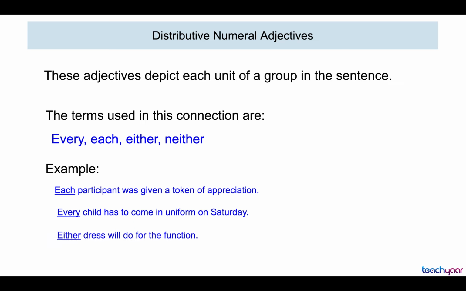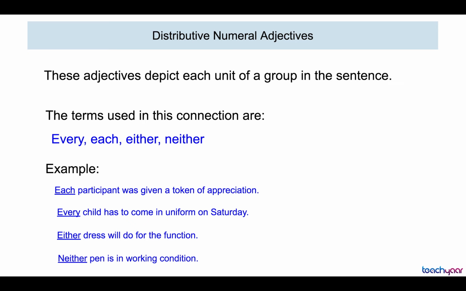Either dress will do for the function. Supposing you have to go for the function and you have taken out 2 dresses, either this or that. So individually, this or that. So what are you saying? Either dress will do. Both are good enough. So you can wear this one or that one. So either is again a distributive numeral adjective. Dress is the noun that it qualifies and it is singular. And this is one example.